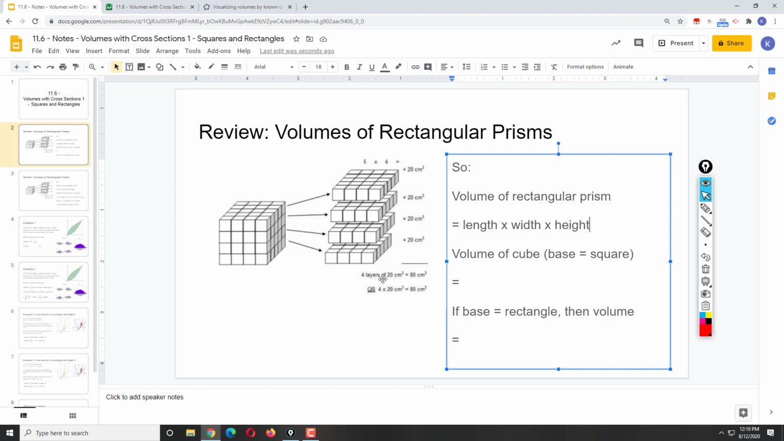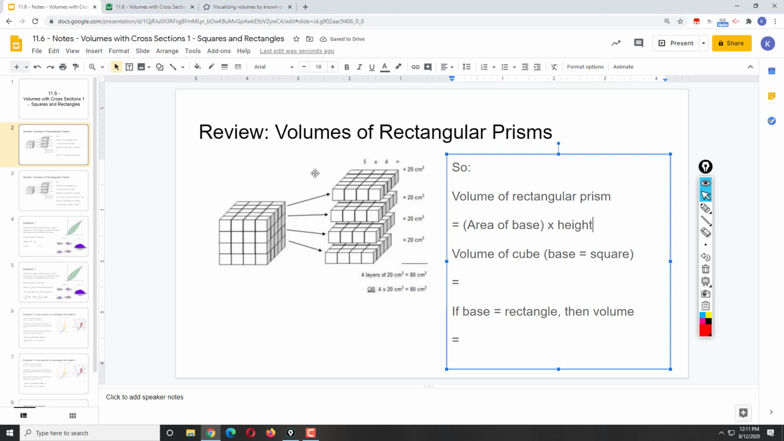4 squares from top to bottom, 4 rows. Each row is 4 by 4. So each square has an area of 16. So the volume will be 16 times our height, which is 16 times 4. In other words, the volume of a rectangular prism is really just the area of the base times the height.